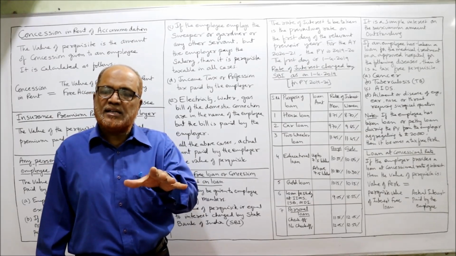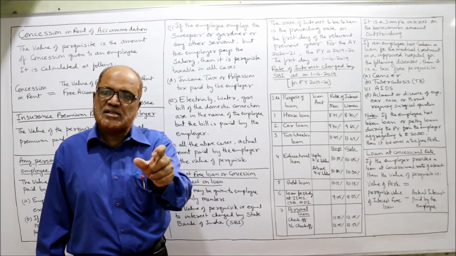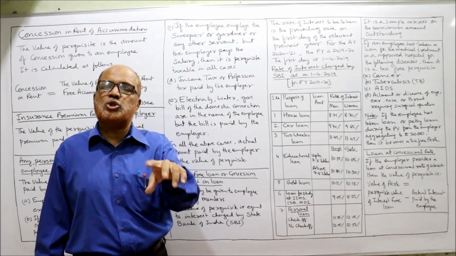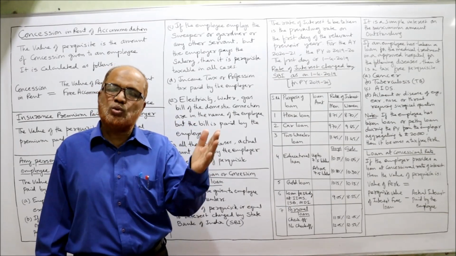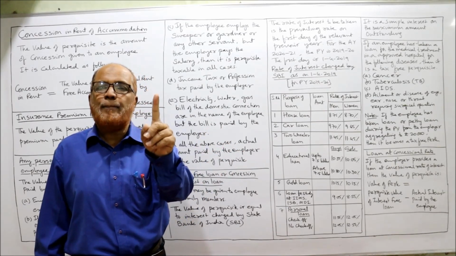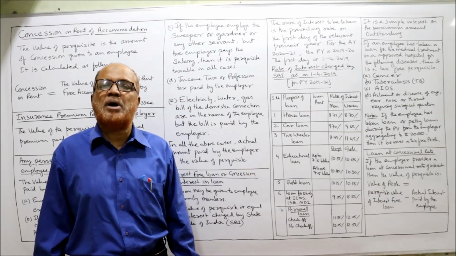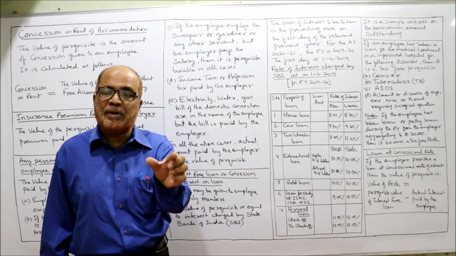Example, our current assessment year is 2020-21. 2021 is the current assessment year. The previous year is 2019-20. The year begins from 1st April 2019 and ends on 31st March 2020. This is the previous year.